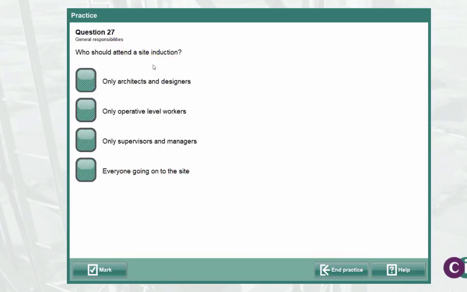Who should attend a site induction? Only architects and designers. Only operative level workers. Only supervisors and managers. Everyone going on to the site.